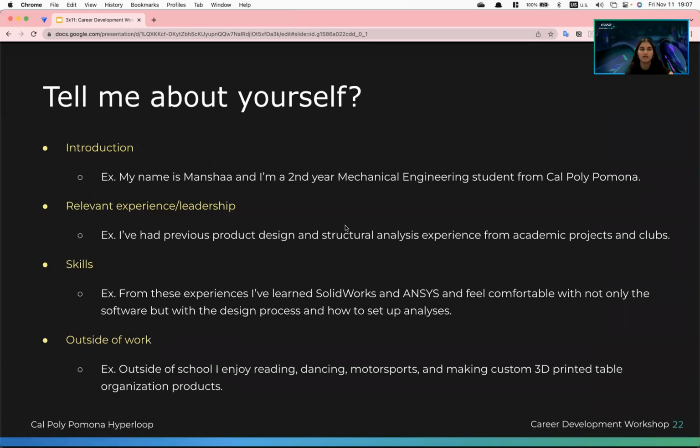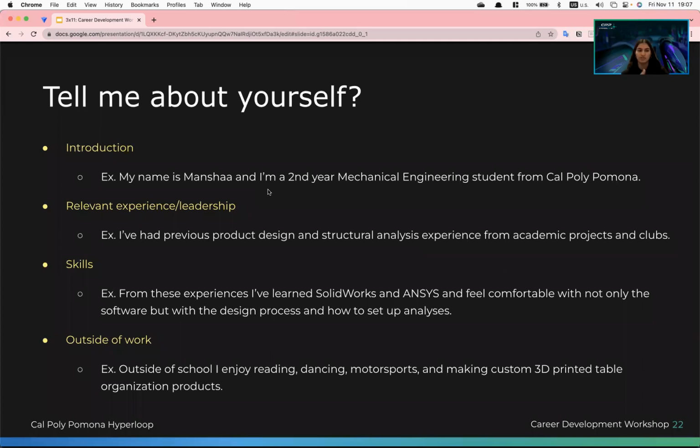The next thing we want to talk about is the tell me about yourself question, since it's asked maybe 99% of the time, probably 100. We can structure answers in different ways. One way is a 4-part answer where we have an introduction, then relevant previous experience, then the skills applied to that relevant experience, and what I would do outside of work or school.